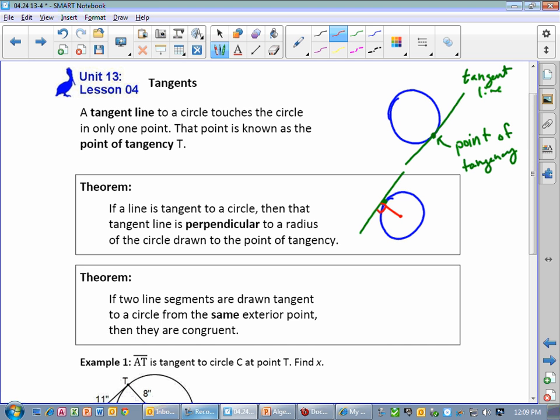I notice that would apply if I came back up here and I drew the same thing, right? That's still a right angle. It doesn't matter where the tangent line is. Okay, that's the first theorem.